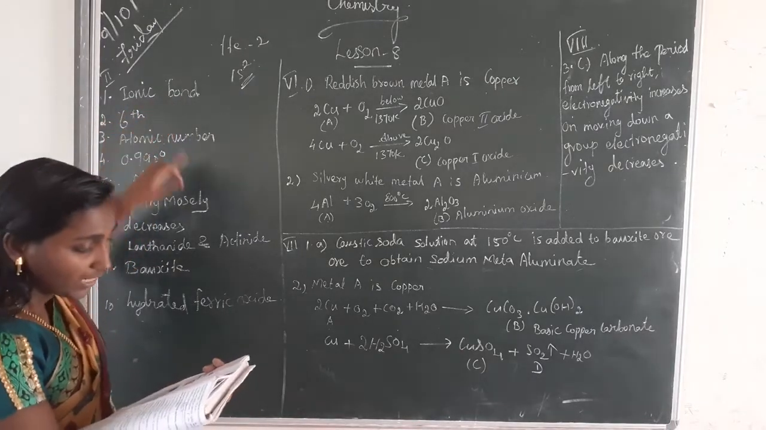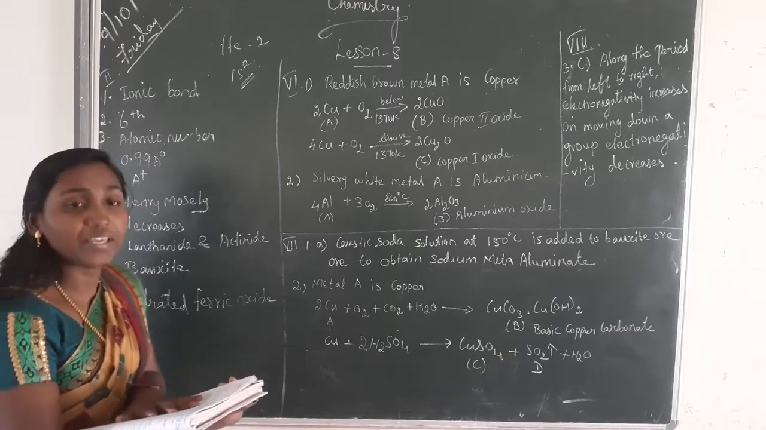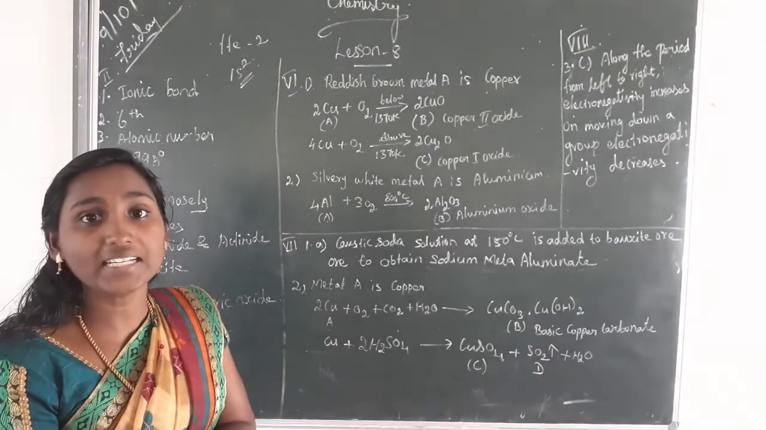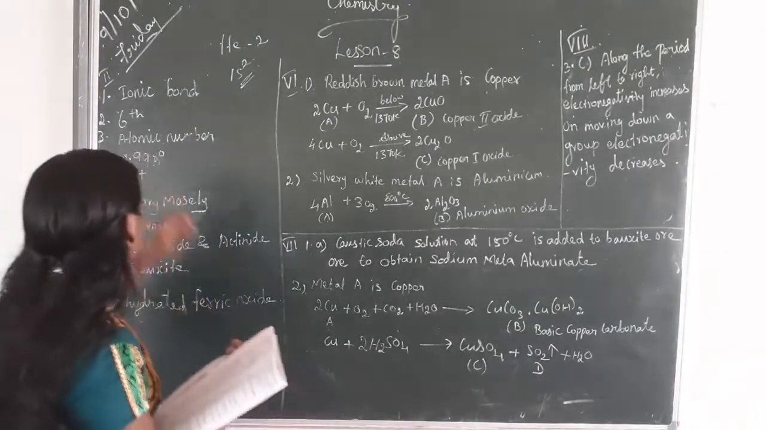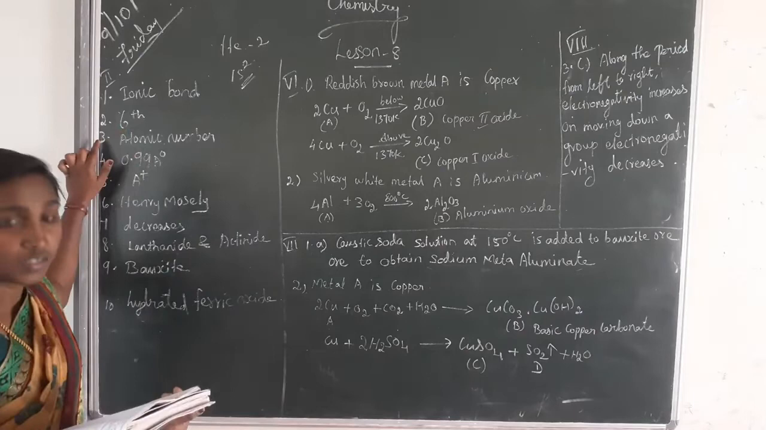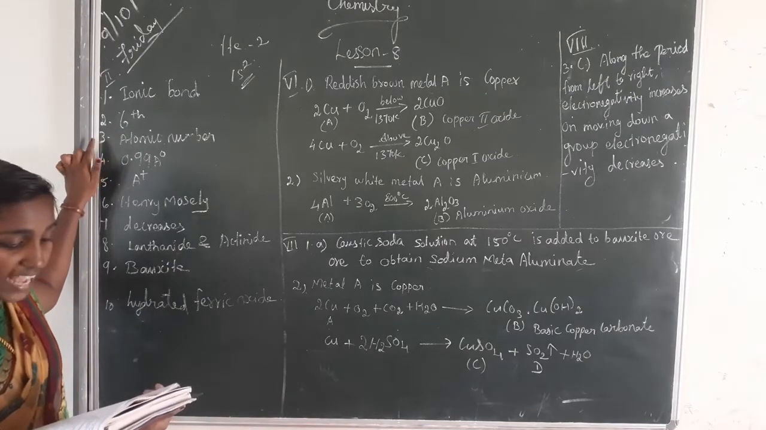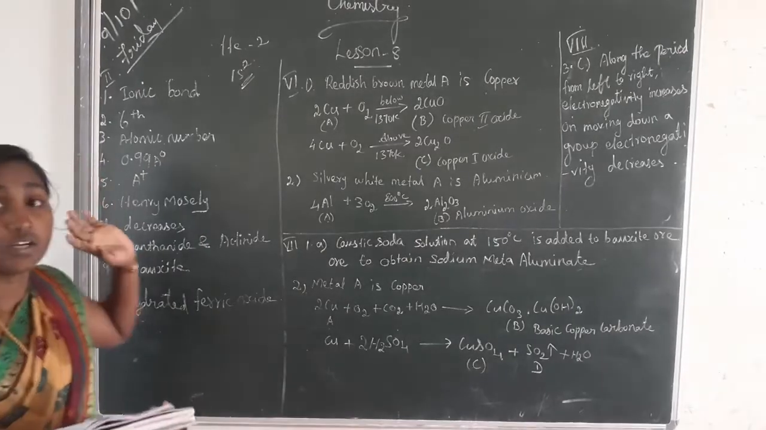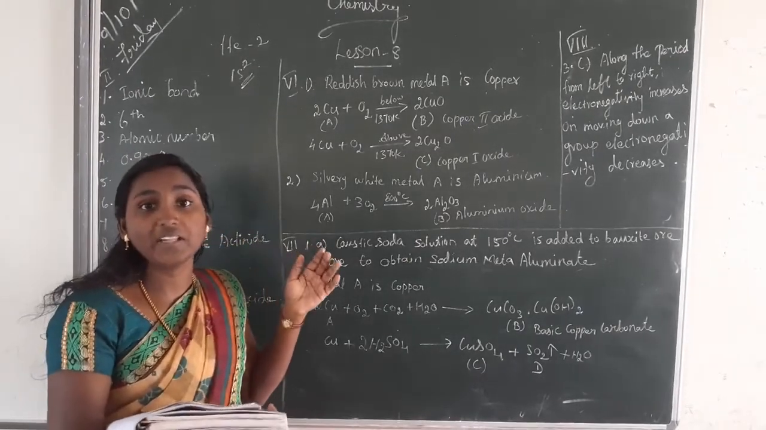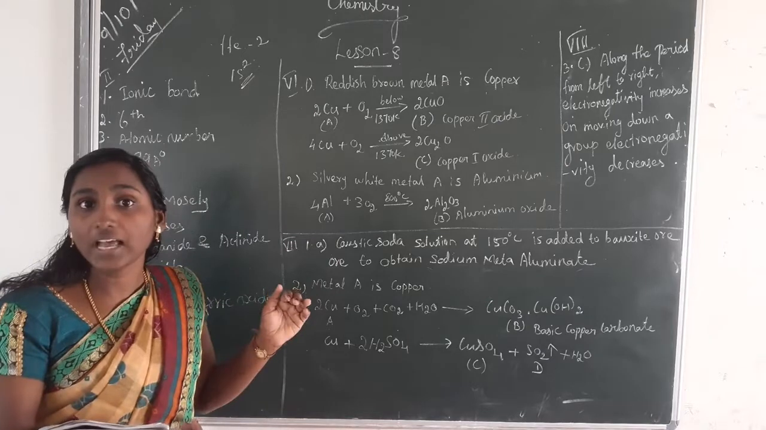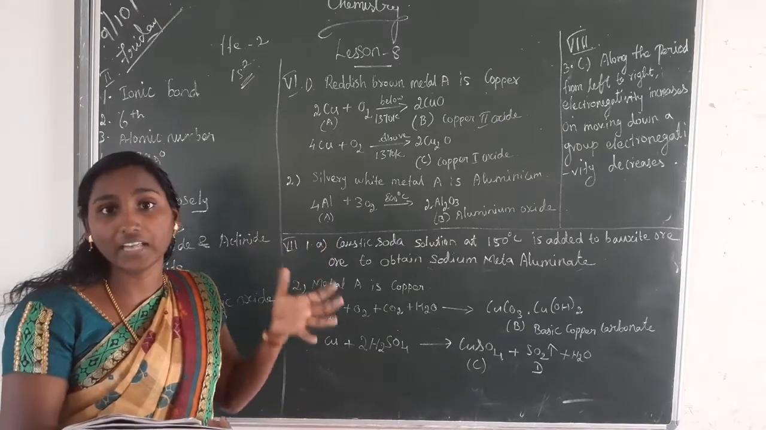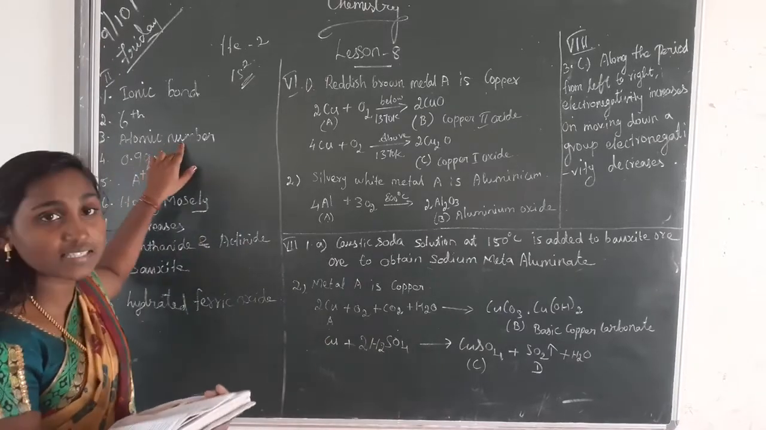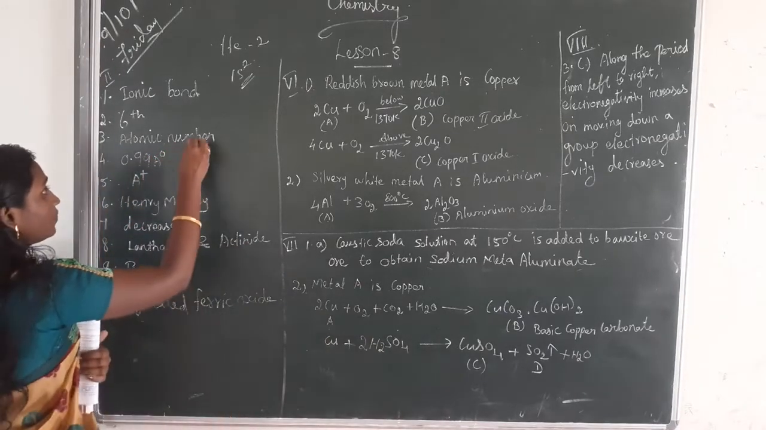The next one, dash is the longest period in the periodic table. Which period is the longest period? 6th period. Then third one, dash forms the basis of the modern periodic table. In the modern periodic table, the elements are arranged in increasing order of atomic number. So what is the basis here? Atomic number. Third one answer, atomic number.